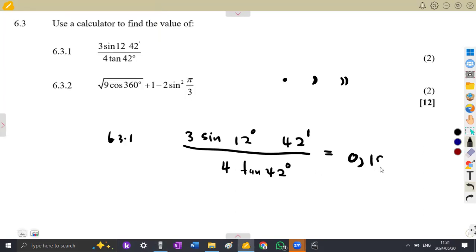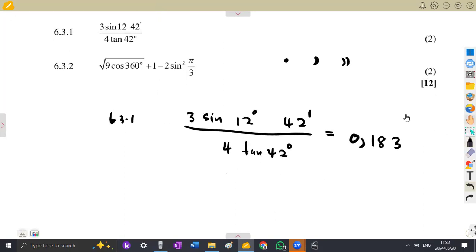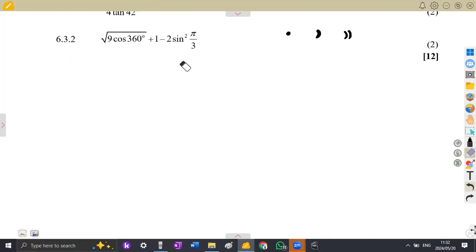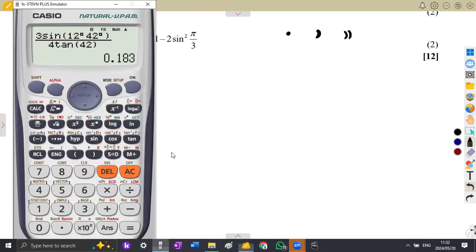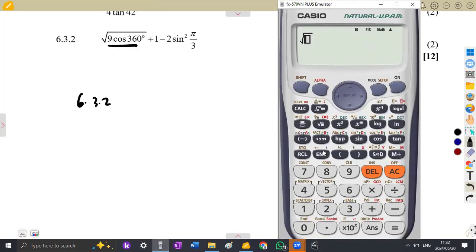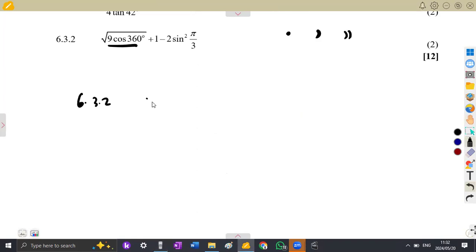So like I said, you could have simplified the numerator on its own, the denominator on its own. All right, 6.32, again, use a calculator. So you can even simplify this part under the square root there. That is the square root of 9 cos 360 degrees. So this one is going to give us 9, and the square root is just 3, plus there is a 1 here, minus 1/2 sine squared.